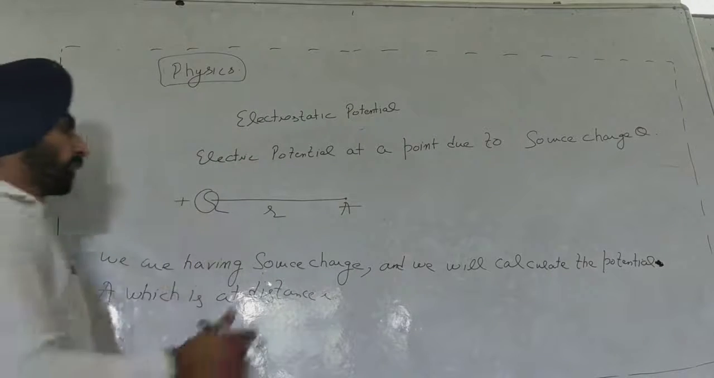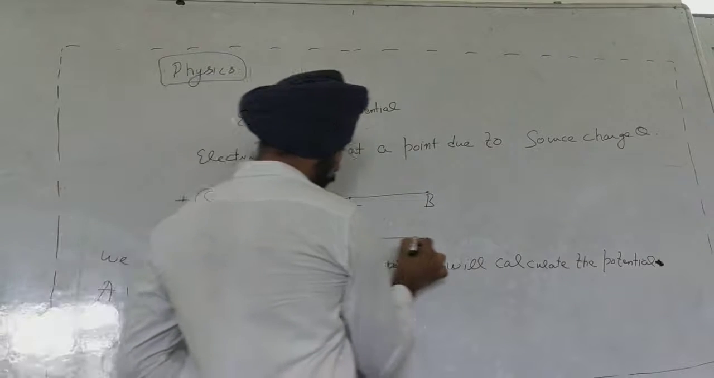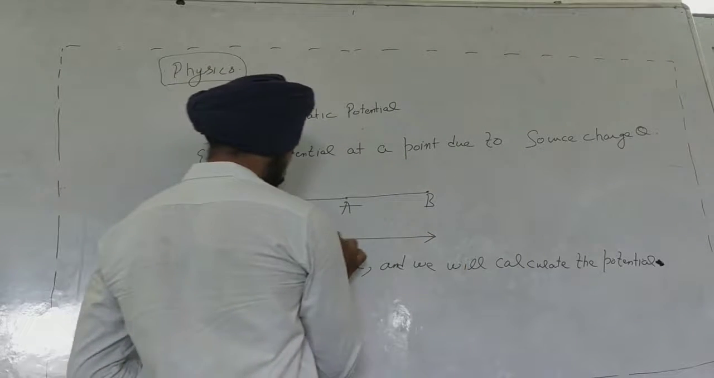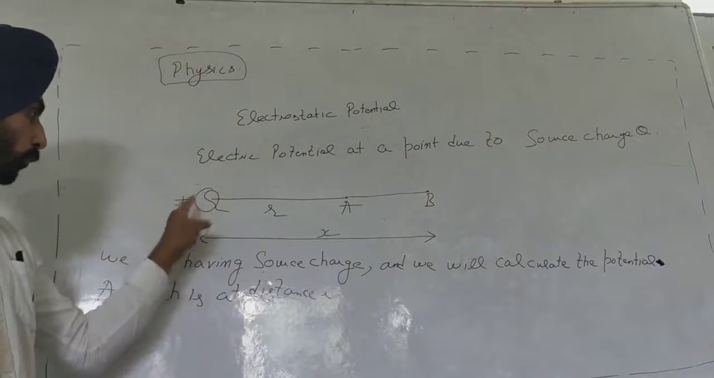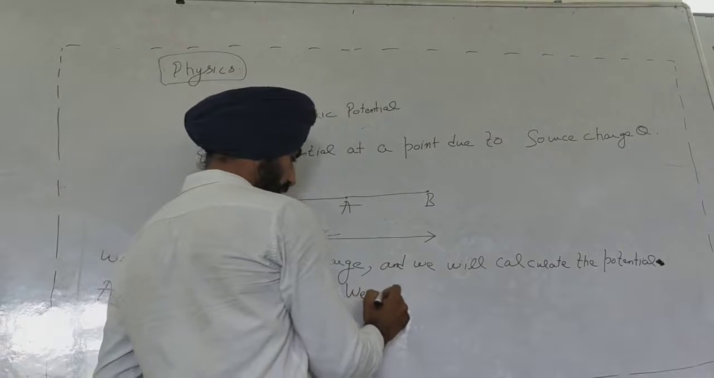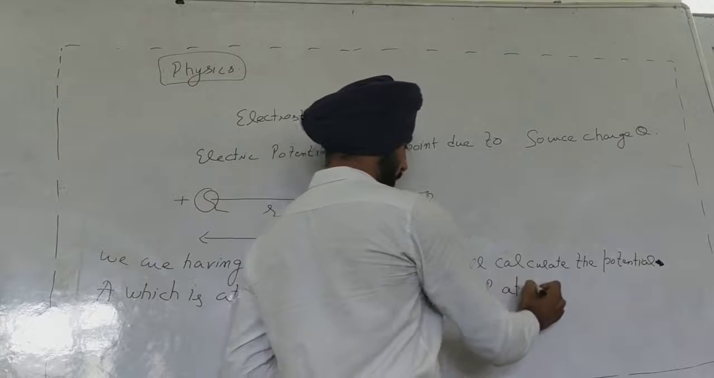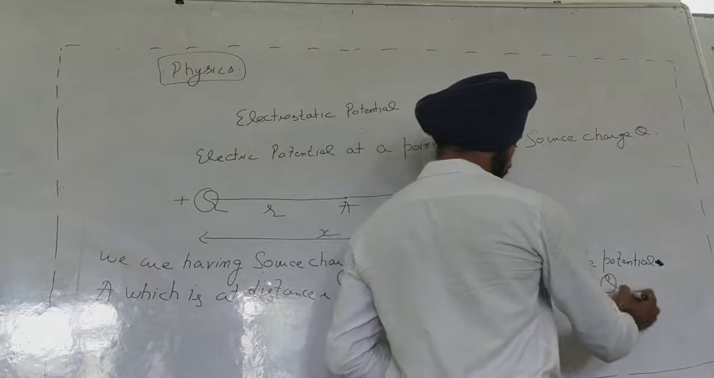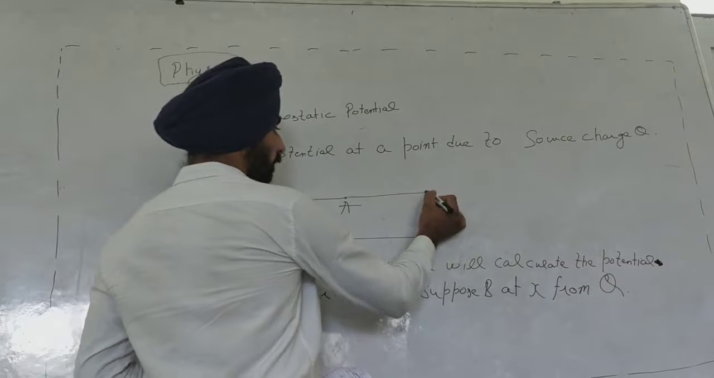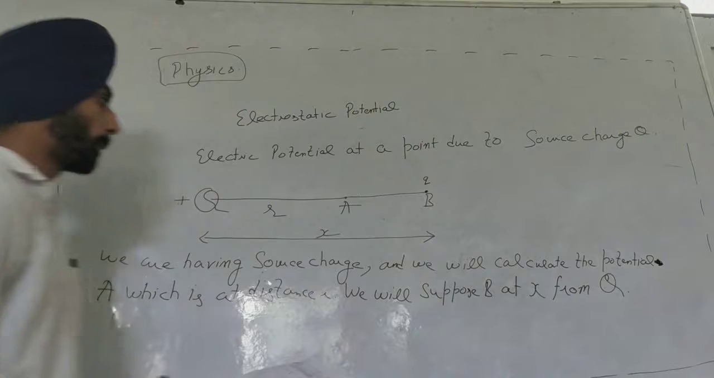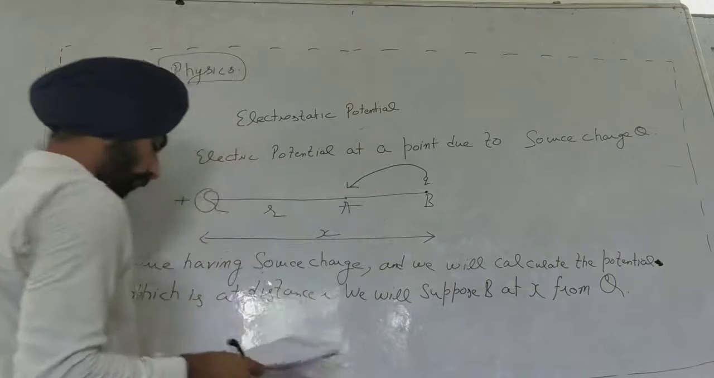So what will we do? We will take a point B, which is at distance x from source charge plus Q. So we will suppose a point B, which is at distance x from source charge plus Q. That means we will place a test charge here, small q, and we will bring this small q from B to A.